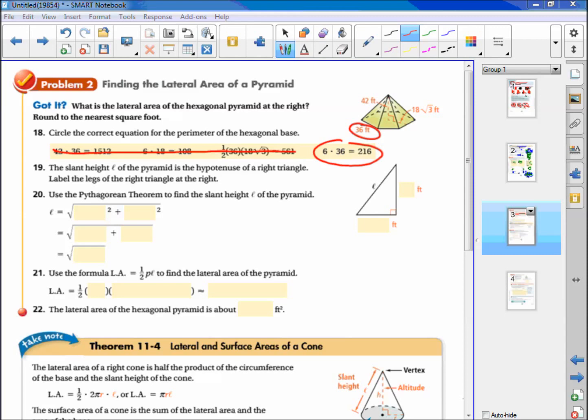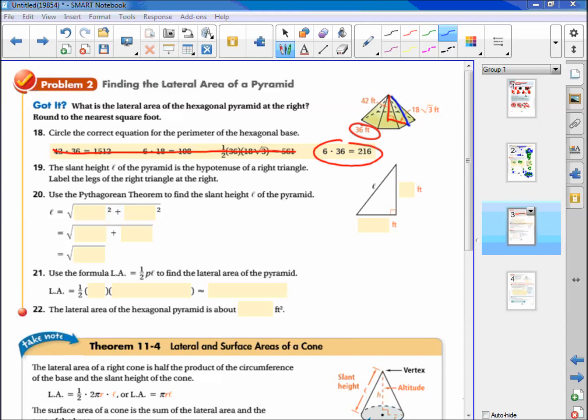So the slant height L of the pyramid is the hypotenuse of a right triangle that's included in here. And you can see it. We have the height of the pyramid, and we have an apothem from the center out to one of the edges on that bottom hexagon. What we really need to know is the slant height, which goes from the apothem up to the vertex. So it splits one of those triangular sides in half.